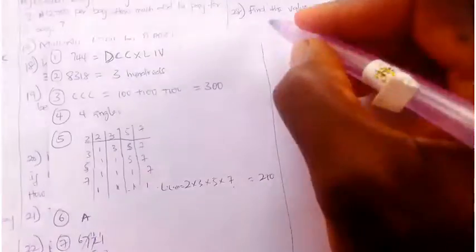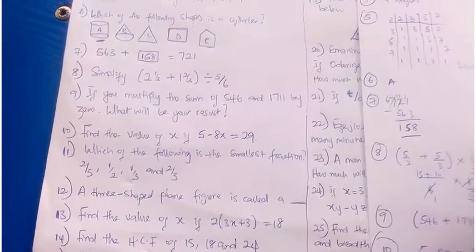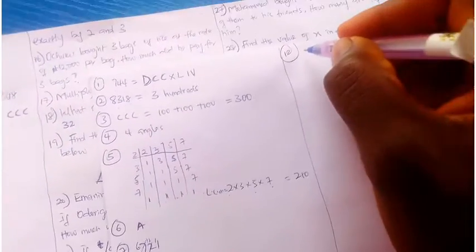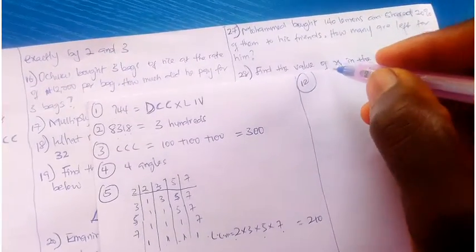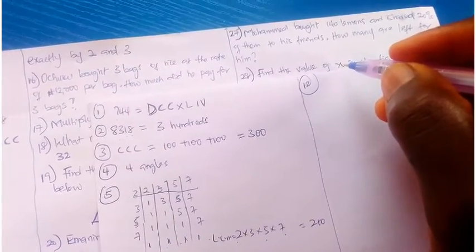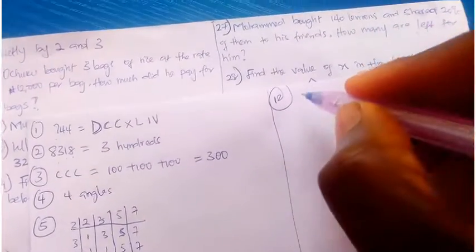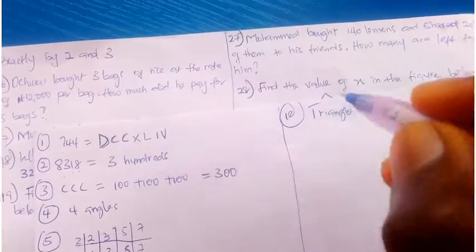Number 12 question now. A 3-shaped plane figure is called a what? Dash. Plane figures, we have a rectangle, triangle, square, rhombus, kites. They are all plane figures. A 3-shaped plane figure is called a what? A triangle. That's the answer to that question.